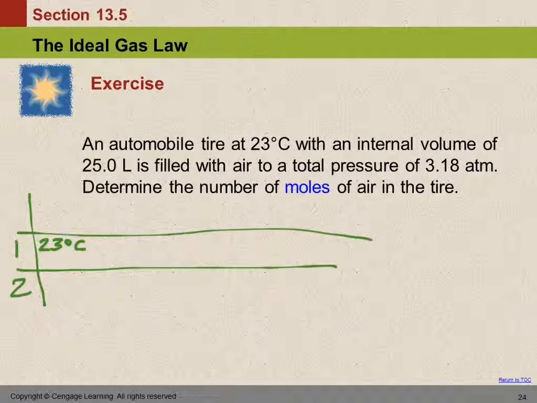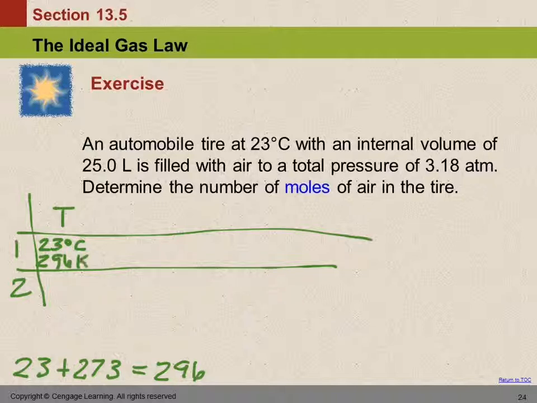Degrees Celsius measures temperature. So this is our T column. What is wrong with this temperature? It needs to be in Kelvin. So we're going to take 23 degrees. I'll do it down here because I want to save some room in the table. 23 degrees, and we're going to add 273, and we're going to get 296. So I'm going to write that in here, 296 Kelvin. Just change to Kelvin right away.